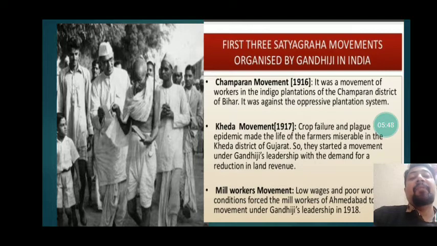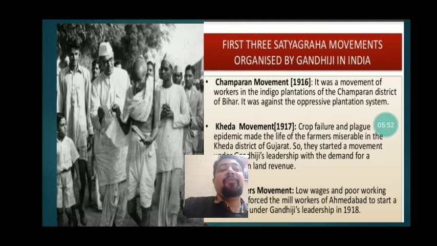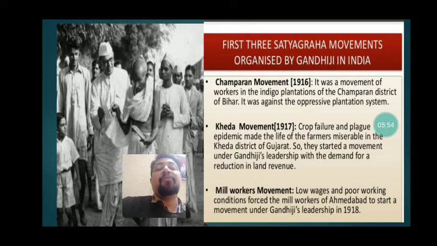Similarly, in the mill worker of Ahmedabad, the problem was that low wages was there, and the poor mill workers were working in a very unhygienic situation, and they were forced to work in the mill. So finally, Gandhiji came here, and he also organized a movement here under different types of leaders, and finally Gandhiji got success here also. So these three movements made him very successful, and finally he became a mass leader.